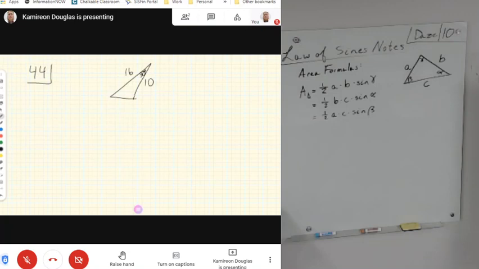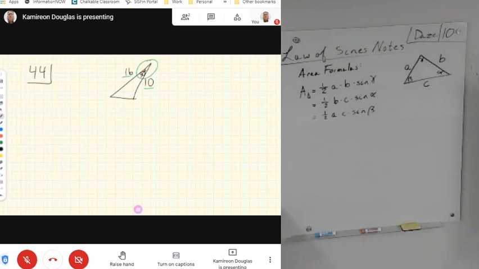Again, I'm looking for this specific combination. I need 2 sides and the angle that is between those 2 sides to make this work. All 3 of those versions on the board have those 3 pieces: 2 of the sides, which 2 sides? Yes, 2 of the sides, and whatever angle exists between those. 16, 10, and 30 degrees.